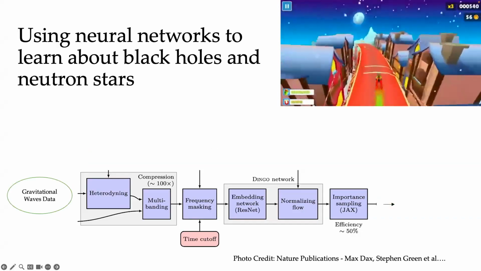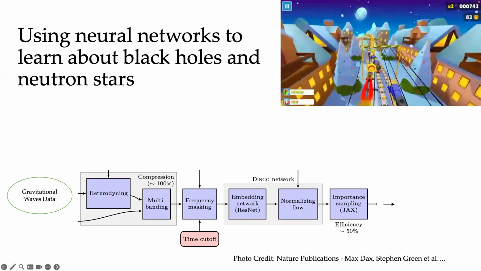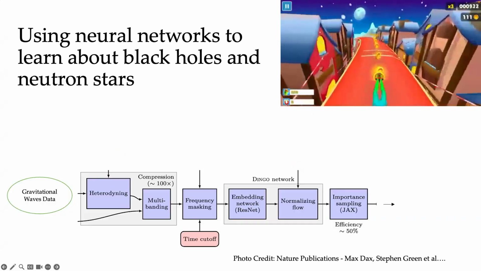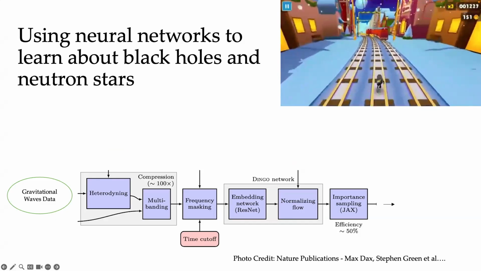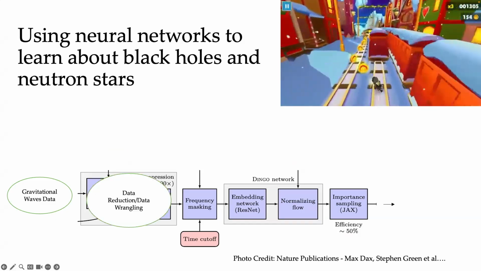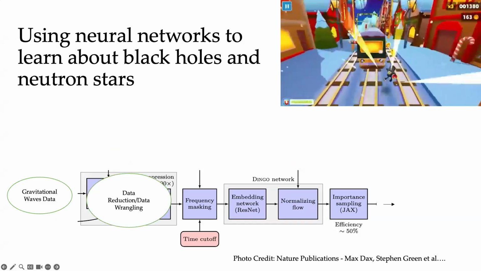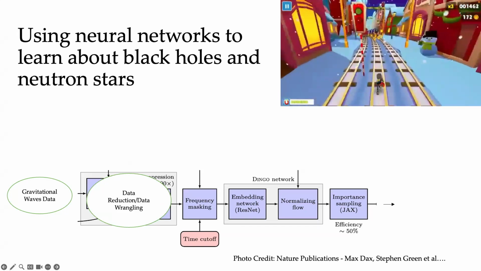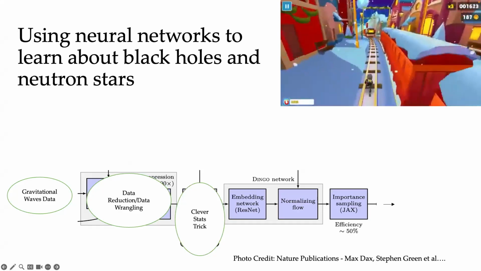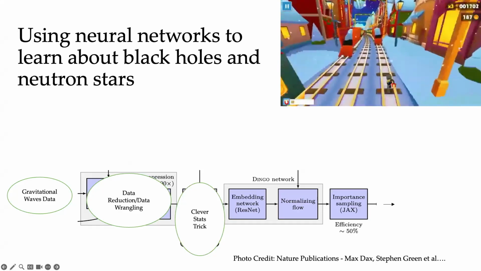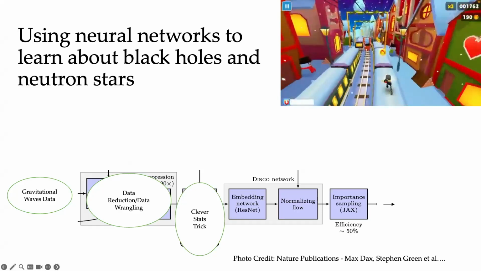We start with some gravitational wave data over here. Then we do some data compression. It's a fancy word, but basically we just take the data, make it smaller, and make it more understandable. So it's called data wrangling. After that, we do something that's very unique to gravitational waves. It's called frequency masking. It's a clever stats trick. That's all it is. After that, we apply neural networks.